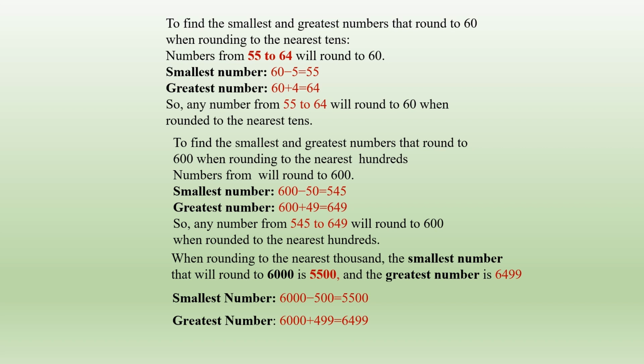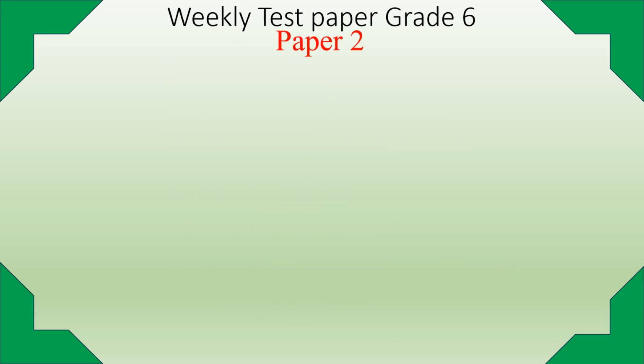Now the last one. When rounding to the nearest thousand, the smallest number that will round to 6000 is 5500. How to find out? It's given here. And the greatest number is 6499. Here is the weekly test paper 2 and solutions to paper 1 after that.